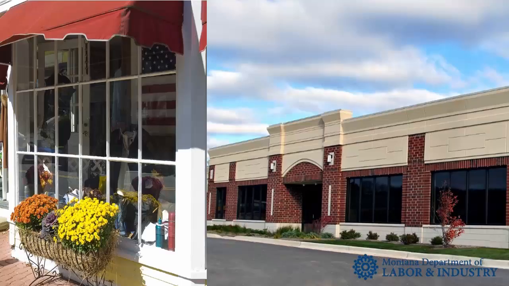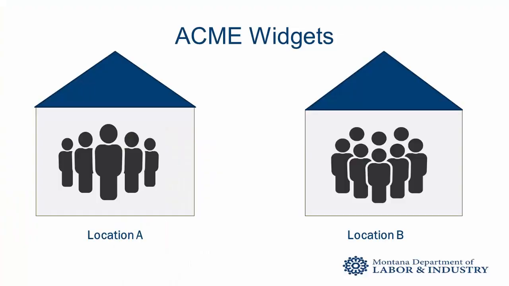This exemption is based on the employment of the entire company rather than each individual establishment. For example, if a company has 2 establishments, one with 5 employees and one with 7 employees, the company must fill out the forms for both establishments because the company employment is greater than 10.